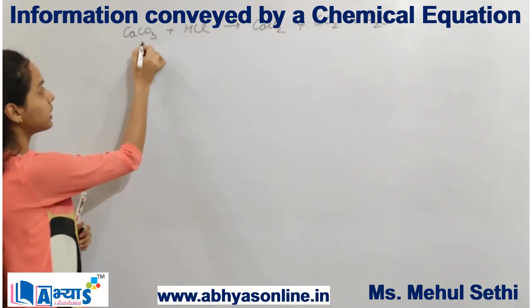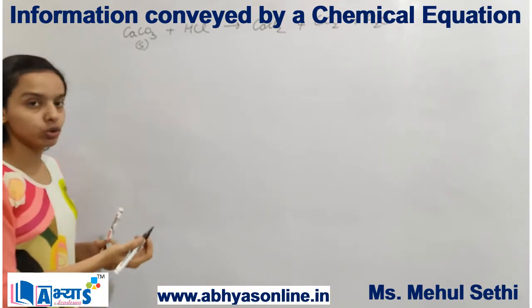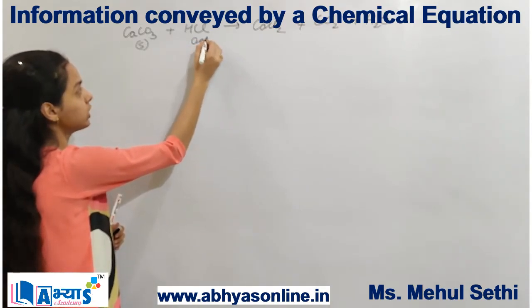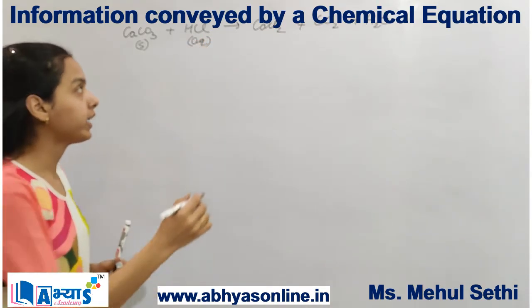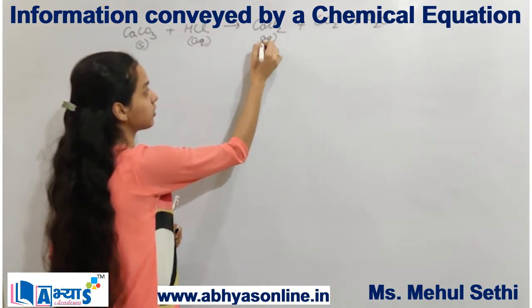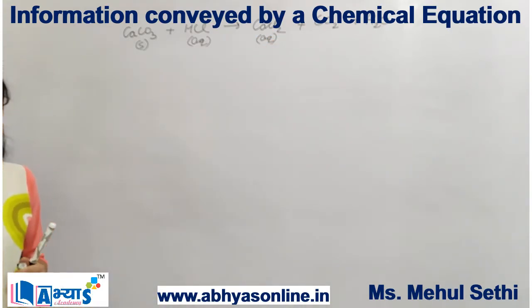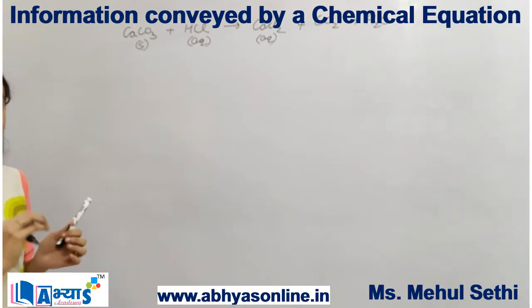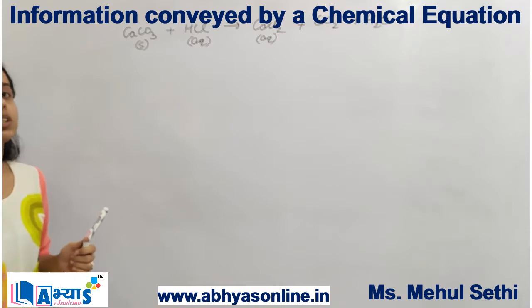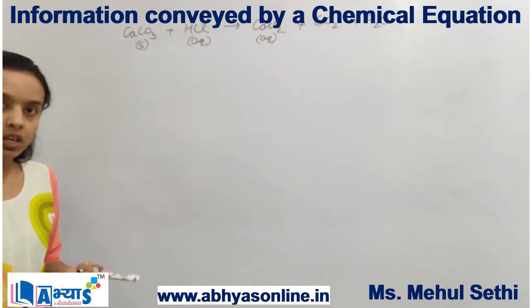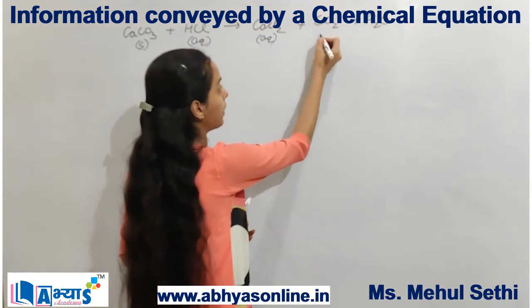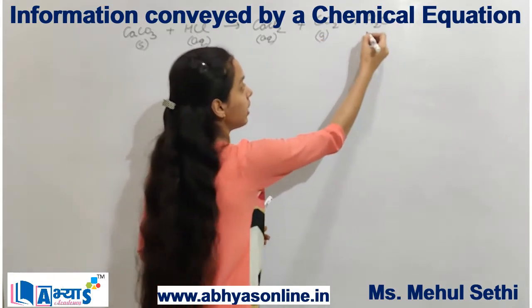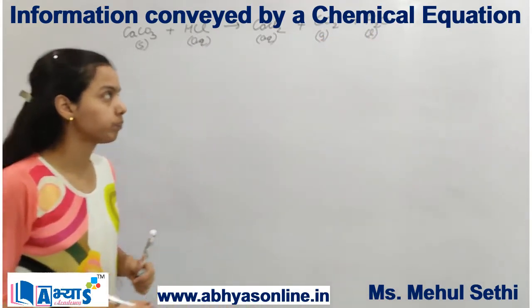Calcium carbonate is solid in nature. Hydrochloric acid is basically aqueous. Calcium chloride is also aqueous. Aqueous is a solution of a compound mixed with another liquid. So aqueous means when a solid is mixed with a liquid, or when a liquid is mixed with another liquid, that becomes an aqueous solution. Carbon dioxide is basically a gas and water is liquid.